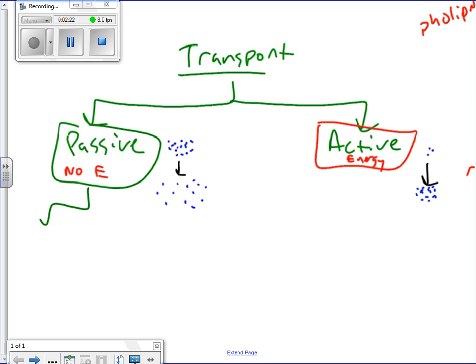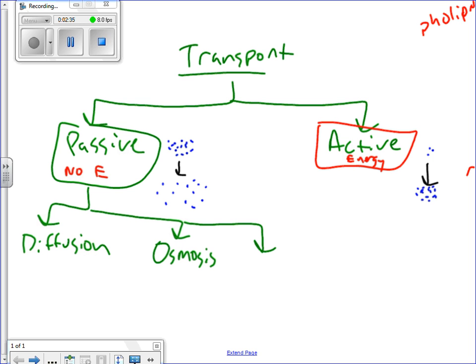Passive transport has three different types. You can either go through diffusion, which is just molecules. You can go through osmosis, which is water. Or you could go through facilitated diffusion.